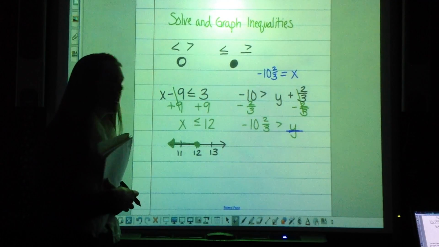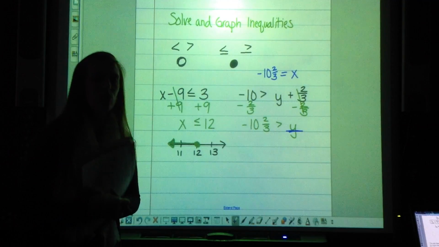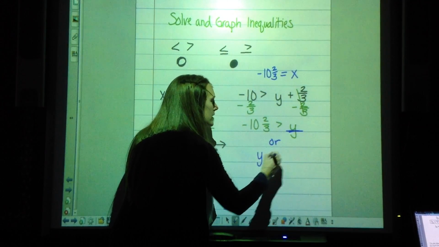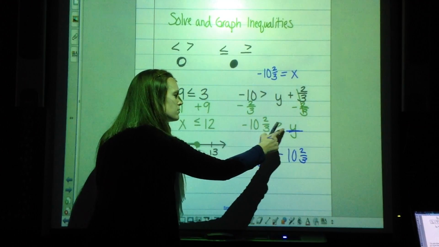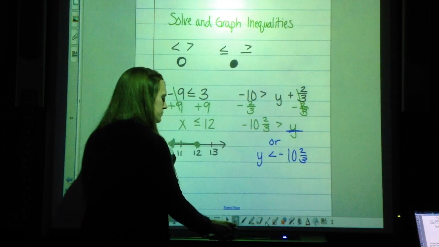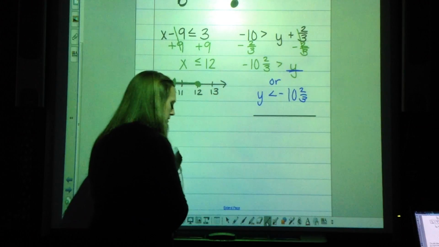Just like when we're reading the equation, you have to start here. Y is less than negative 10 and 2/3. You have to read it backwards, including the inequality symbol. This is a less than. Y is less than negative 10 and 2/3. Look at what I did there. All I did was flip the order and flip the inequality symbol. It makes it much easier to graph when you flip it.